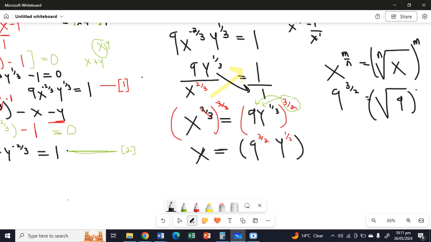So the square root of 9 is 3. 3 to the power 3 is 27. So x equals 27y to the power 1.5. So we've made x the subject of the formula. Because I like to use the substitution method for these equations. I like the substitution method. The elimination method can be a bit cumbersome with this one.